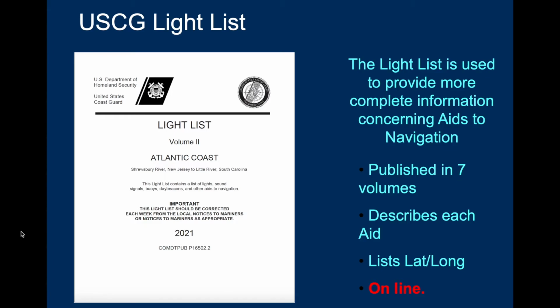Next, we're talking about the light list. These are used to provide more complete information concerning aids to navigation. They publish them in 7 volumes, and basically these describe each aid. They give the exact latitude and longitude that the aid is located in, the light characteristics, the height of fixed aids, and then there's remarks in the last column next to the aids that it describes.